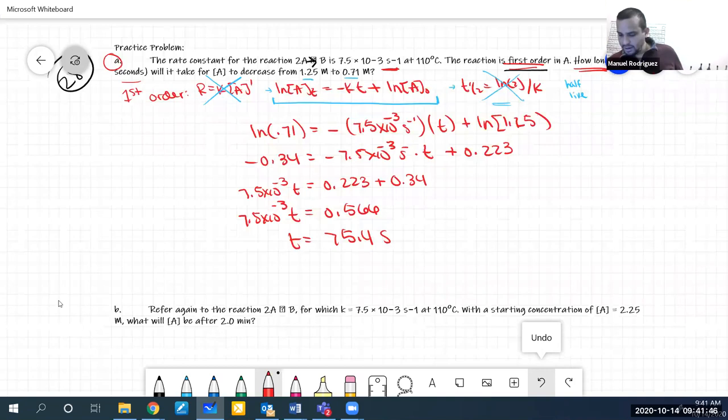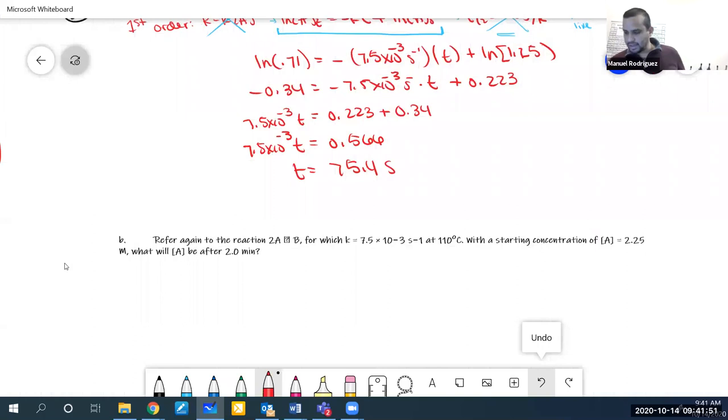Then for B, they're asking you for the same reaction, and instead they're asking you for how much you will have after 2 minutes. Good? So they're still asking you a relationship between amount and time, so we're still gonna be using the same equation. So I have the natural log of A(t) equals negative kt plus the natural log of A zero.